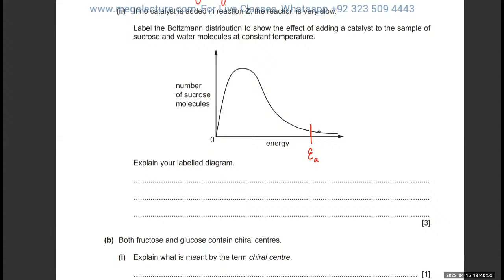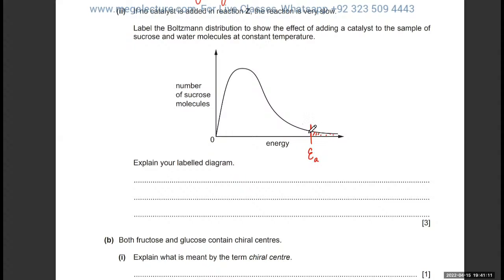Now, particles that have energy greater than activation energy are the ones that are going to have successful collisions. The height is the number of particles. So most particles have low energy. Very few particles have very high energy.